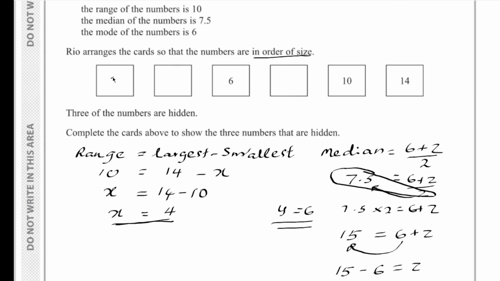So it is 4, 6, and Z we got as 9. That's it. That's the first question.